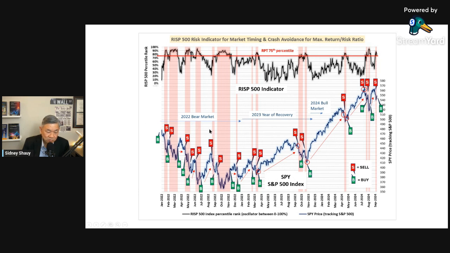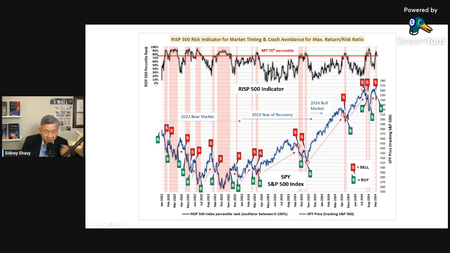So in 2022, we had a bear market, the worst bear market. 2023, we had a year of recovery. 2024 was a bull market, et cetera. So every time, in my case, my RPT, which is the cutoff percentile, risk percentile, I chose 75 because I'm a moderate investor. I'm not too aggressive. I'm not too conservative. A conservative investor would choose a lower RPT. Aggressive investors would choose a higher RPT, like 80% or even 90%.